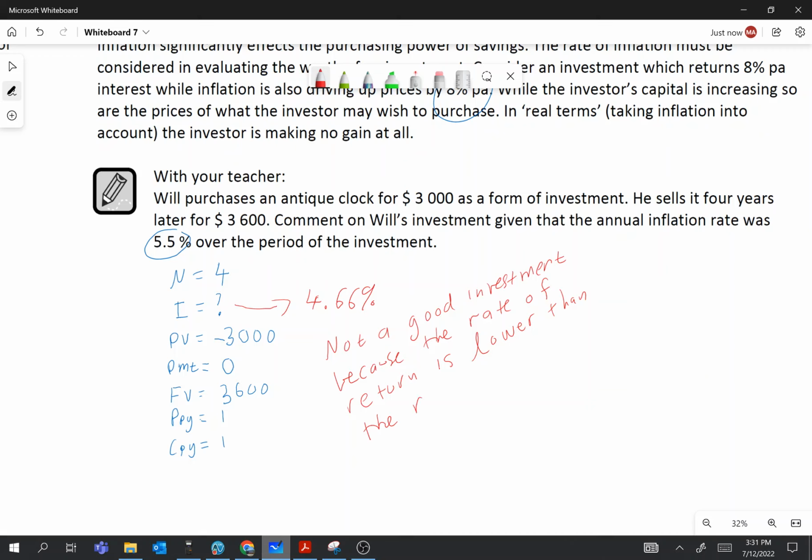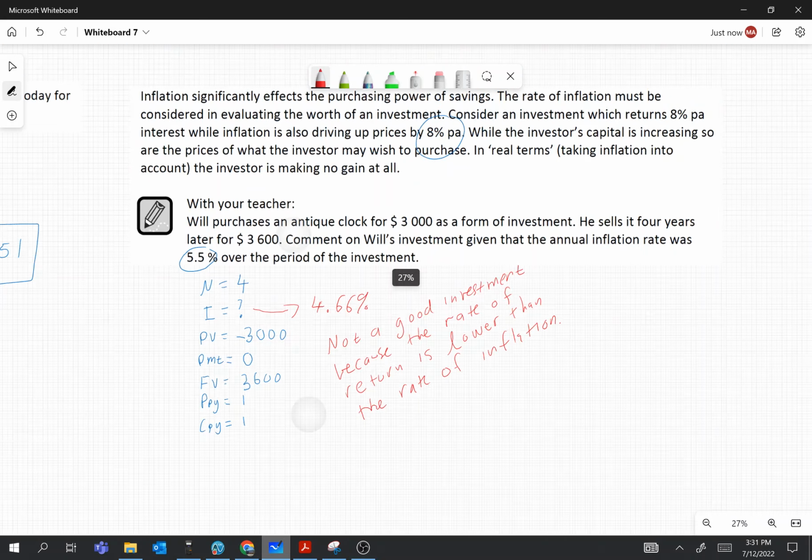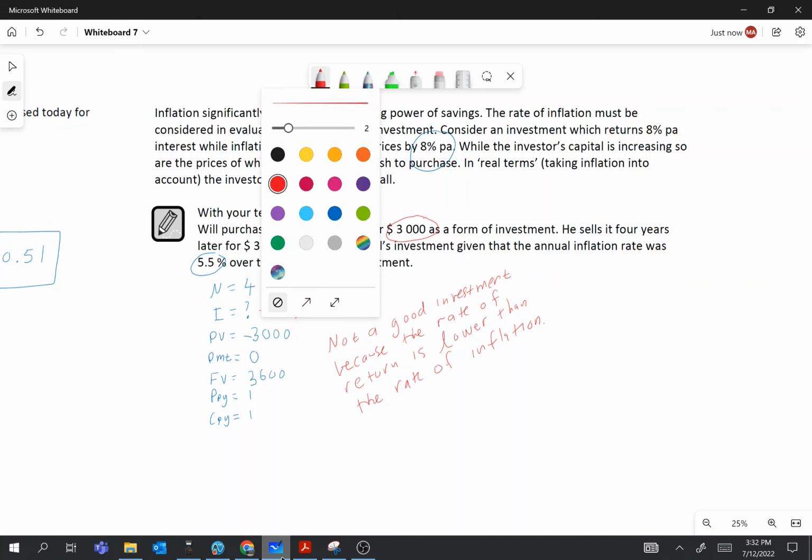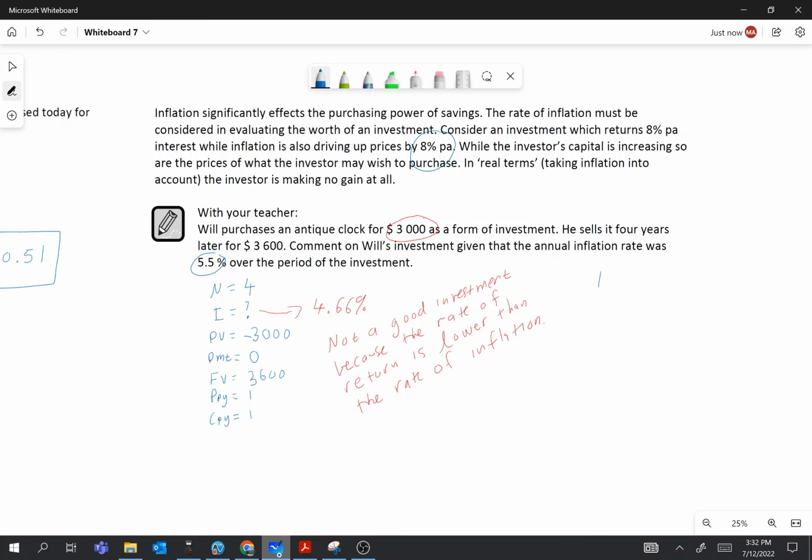Lower than the rate of inflation. So really, we'll be losing money in real terms overall. All right, now the other way I want to treat this very quickly is to actually do a compound interest calculation to see how much this $3,000 that Will has at the beginning would need to grow to in order to keep up with inflation. All right, so a very simple calculation using the compound interest formula just to get the final value really.